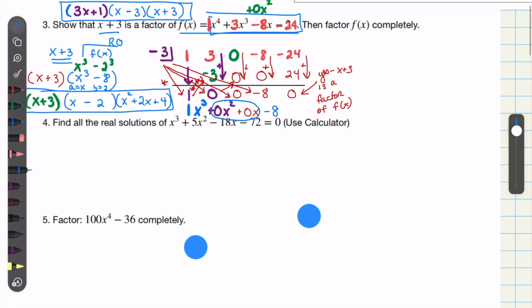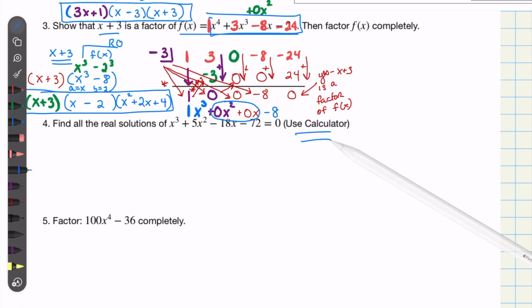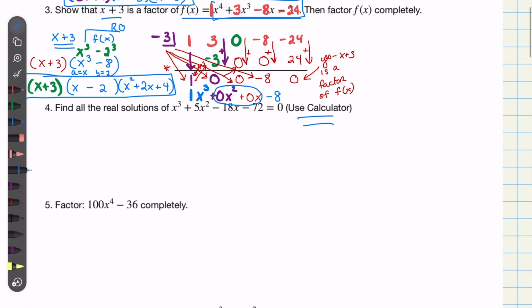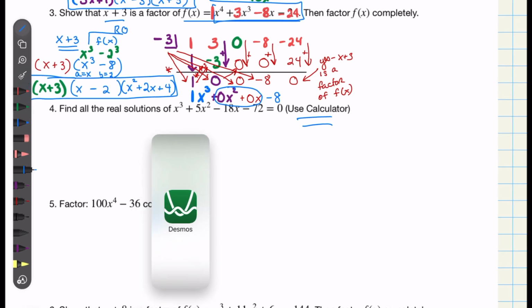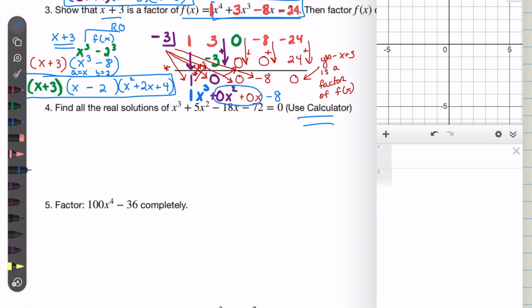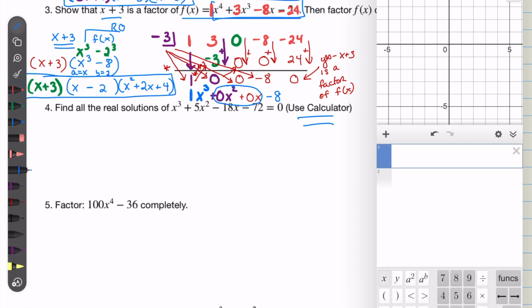Number 4, find the real solutions. It even gives me a hint, says use your calculator. So I'm going to graph that thing and just look to see if I can find the solutions. Remember, when you graph it, just graph the equation. Don't set it equal to anything. You're going to use your eyeballs to find out. That's the part you have to do.